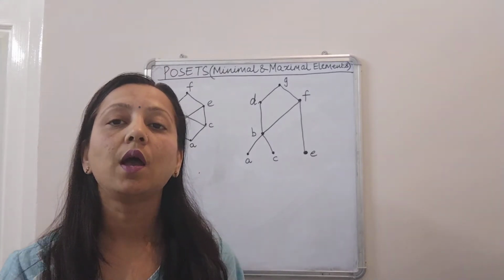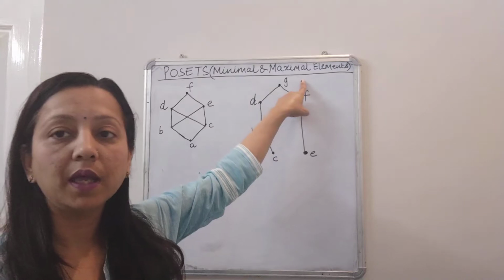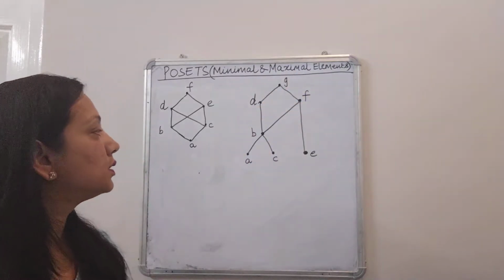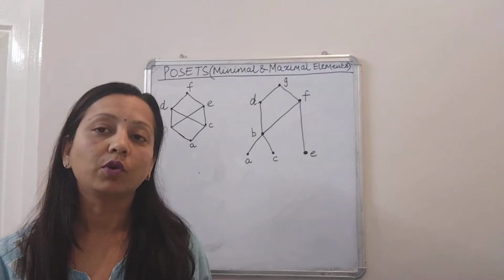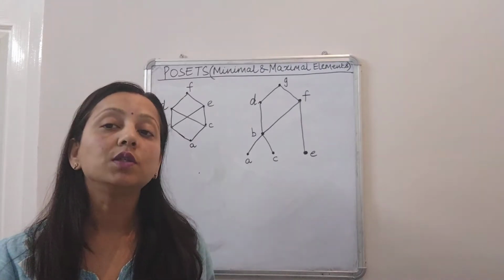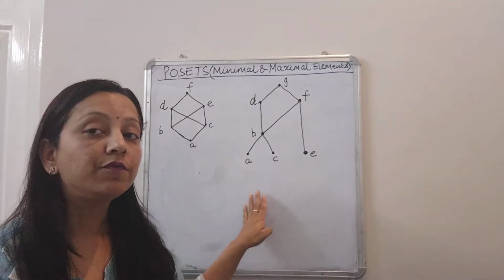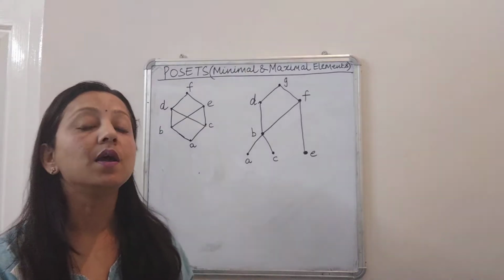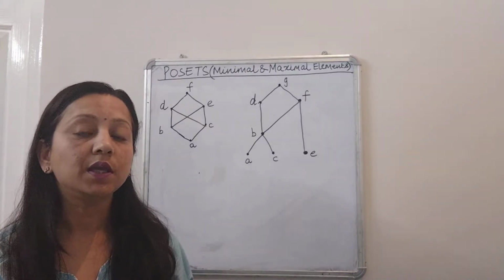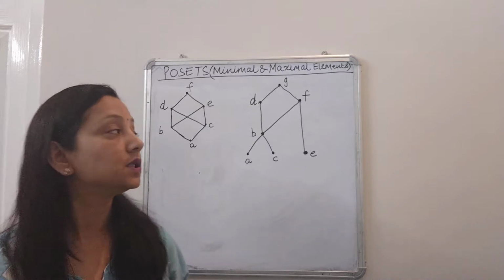Hello all the students. Today we are going to study minimal and maximum elements in a poset. We all know what posets are. We also know what Hasse diagrams are. We also know that Hasse diagrams are drawn only for posets, right? So in that case, what is a minimal element and what is a maximal element in a poset?